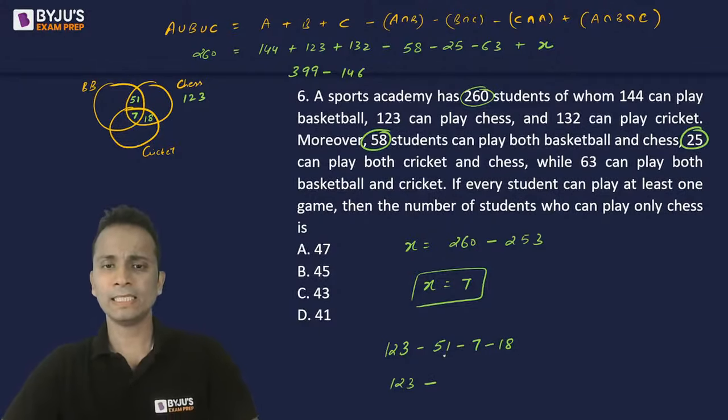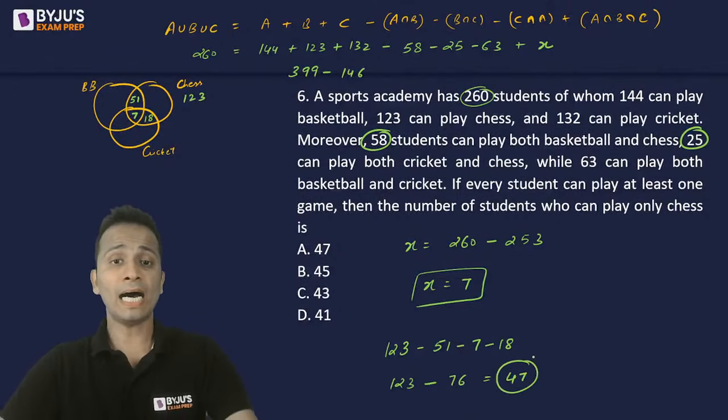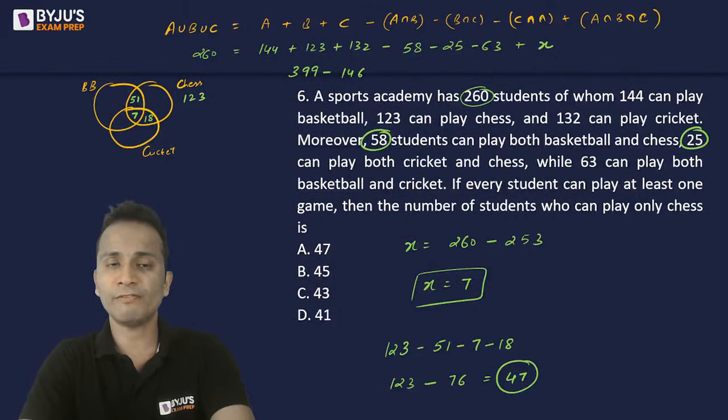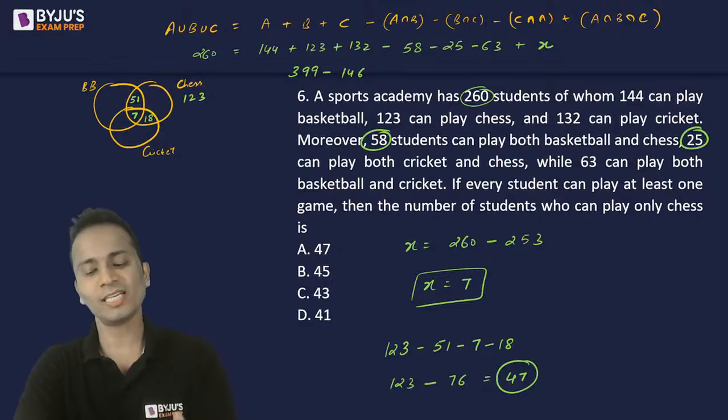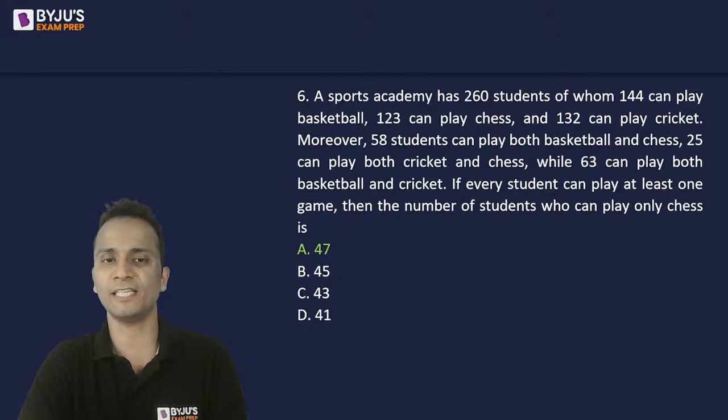So that is 123 minus, it is 51 and 7, 58, 68 and 76. So the correct answer here should be 47. Now I am getting the answer as 47. Let's see if this is a correct answer or not. So the correct answer according to me should be 47, and yes, it is the correct answer.